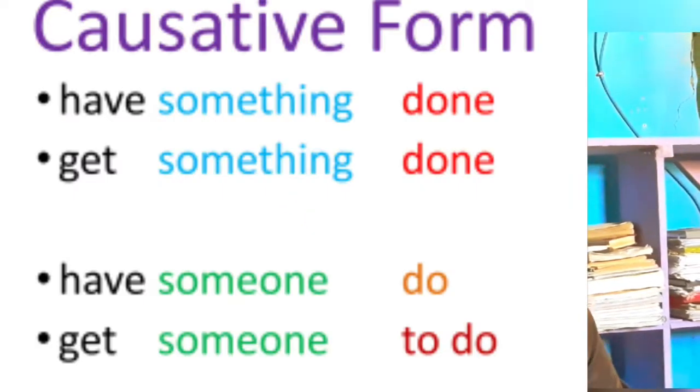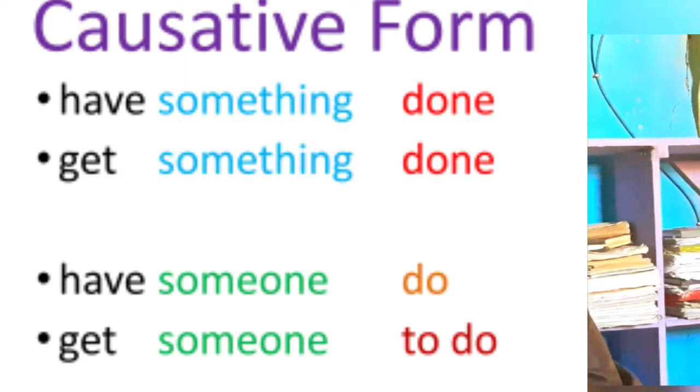So causatives, a new lesson implemented in the baccalaureate course in Mauritania. So have and get. There are four forms of causatives: have something done, get something done, have someone do, and get someone do. First, let's kick off with the definition.